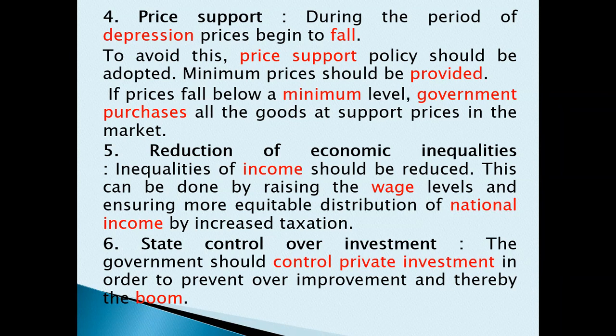And last is the state control over the investment. The government should control the private investment in order to prevent over-investment and thereby the boom. So here we can also keep control on the FDIs, foreign direct investment. By making the control into the foreign direct investment, demand and supply of money can be kept constant, or it will be kept at the equilibrium position. And due to these 6 parameters, we will keep control on business cycles.